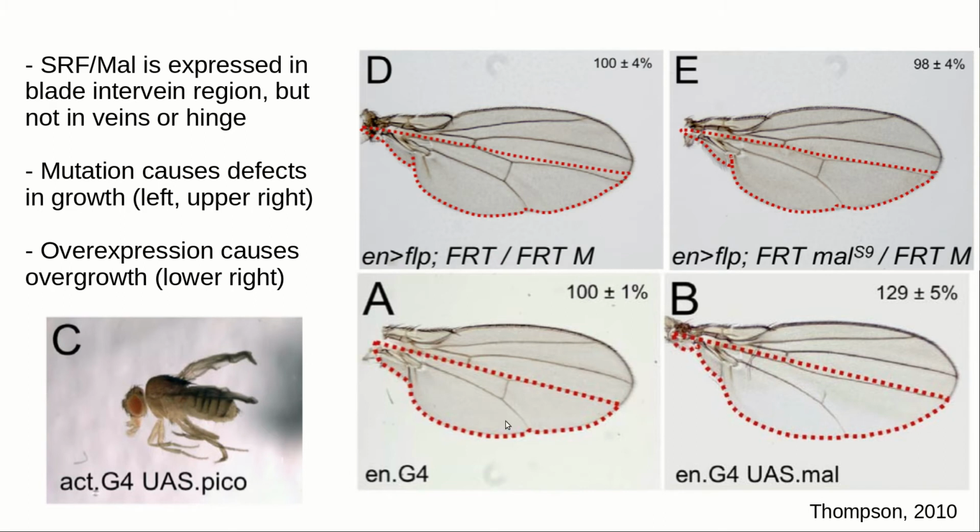And as you can see here, in a wild-type fly, vein number 5 exerts some tension, so that the border is somehow a little bit invaginated here. But if you overexpress SRF, this doesn't happen. So the hypothesis is that the lack of this transcription factor's expression leads to cell contraction somehow.